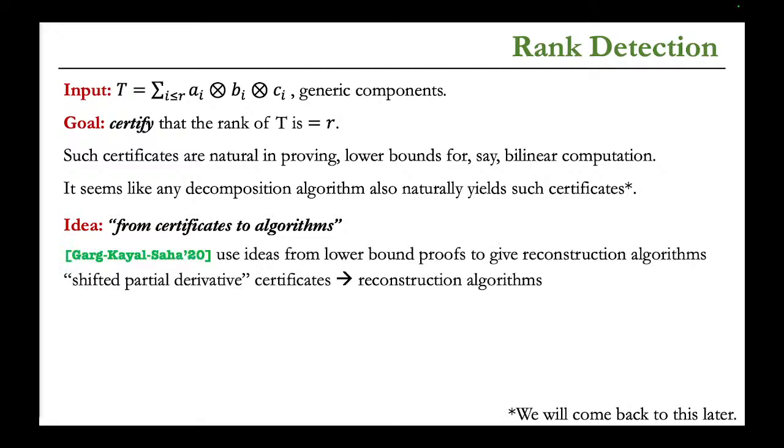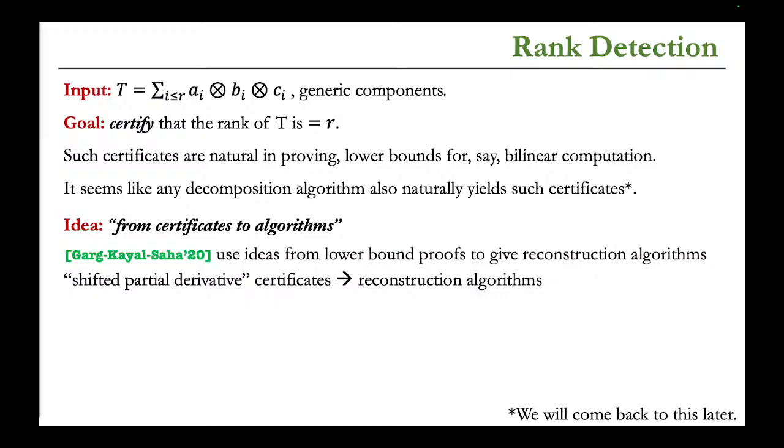And in the context of tensor decomposition, or problems like tensor decomposition, I remember first seeing it in this very nice paper of Ankit Garg, Neeraj Kayal, and Chandan Saha. Basically, they observed that various lower bound proofs have to come up with certificates of circuit size lower bounds, and in particular, let's say for bilinear computation, rank lower bounds. And they asked, can I use the measures we use to lower bound rank to actually do circuit reconstruction or learning, or decomposition in our case? That's basically what they asked, and they proved results like this.